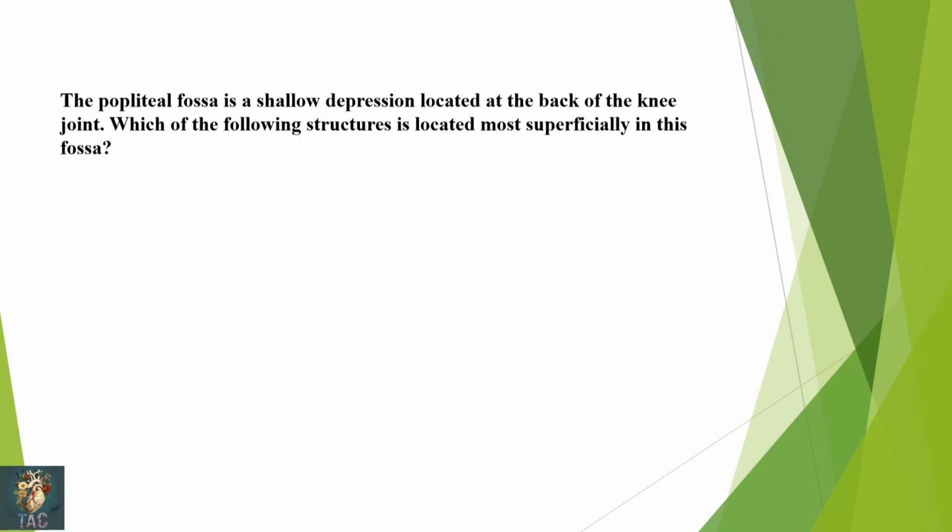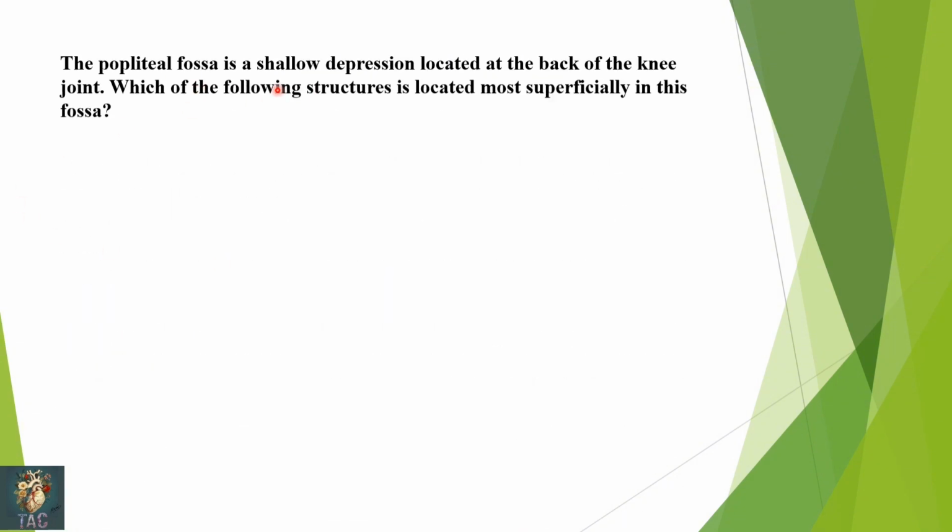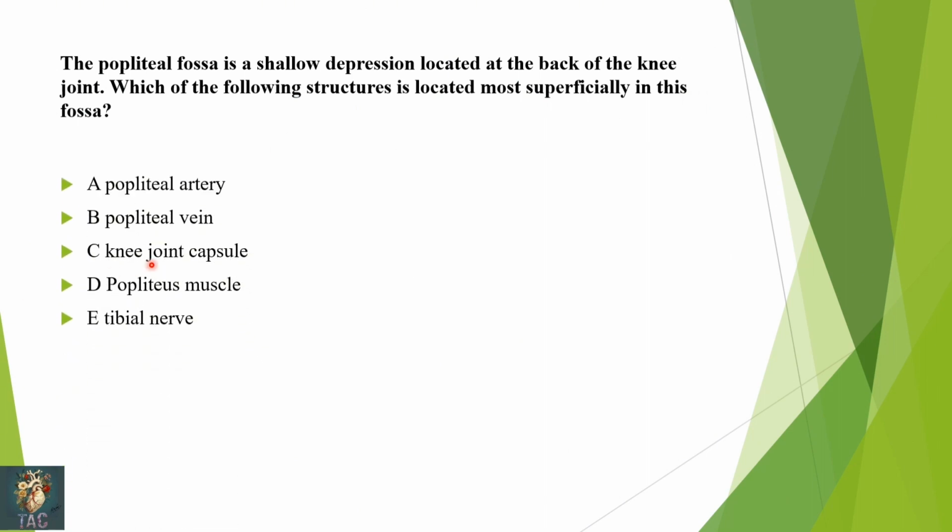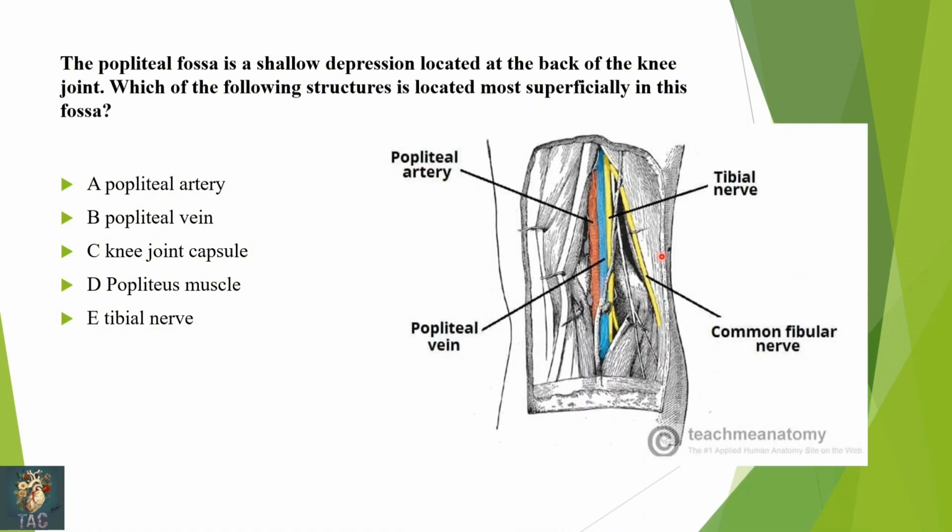The popliteal fossa is a shallow depression located at the back of the knee joint. Which of the following structures is located most superficially in this fossa? Popliteal artery, popliteal vein, knee joint capsule, popliteus muscle, or tibial nerve. Look at the relations: the tibial nerve is most superficial, then the popliteal vein, and then the artery. So the tibial nerve is the answer.